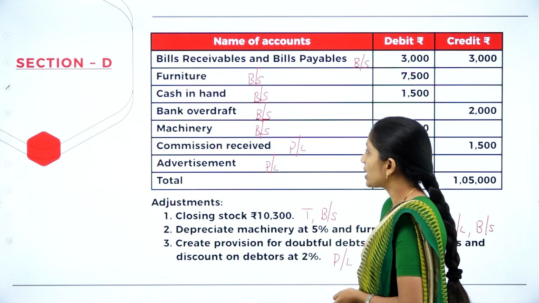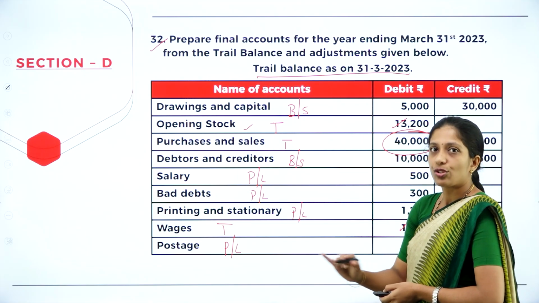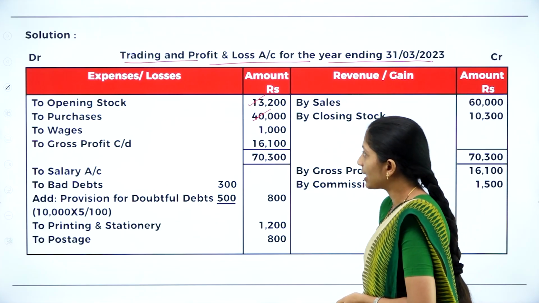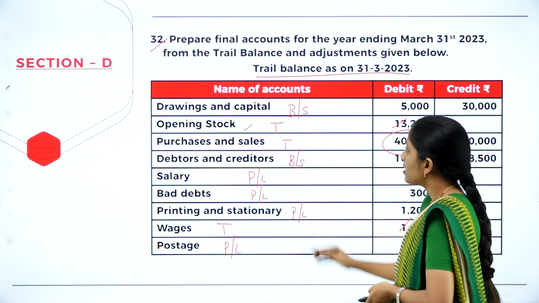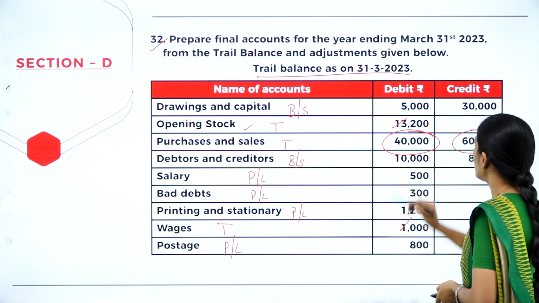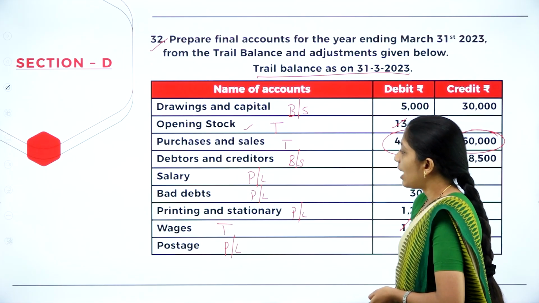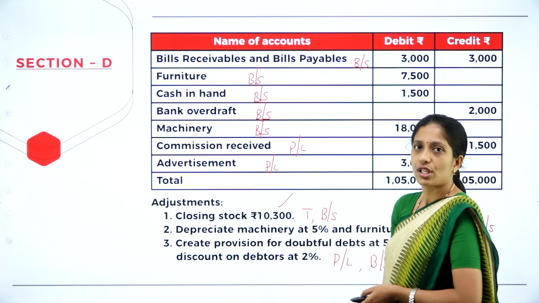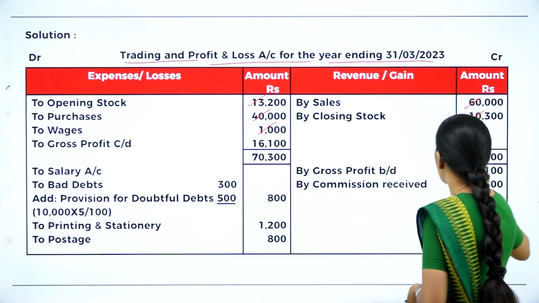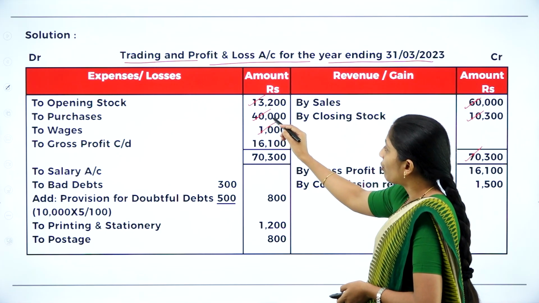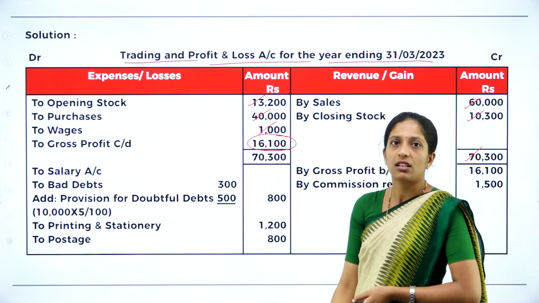To purchases 40,000. And which are the direct expenses? Yes, we have wages 1,000, and there is no adjustment on wages, so you can write it directly: To wages 1,000. Now coming to your credit side, we have sales. By sales 60,000, and there are no returns. And closing stock they have given here: By closing stock 10,300. Now balance both sides. Here it is 70,300 minus 40,000 minus 1,000 minus 13,200. You'll get a balancing figure of 16,100.